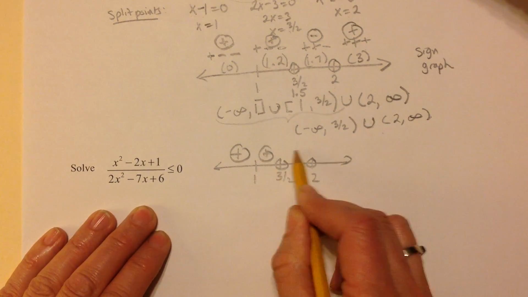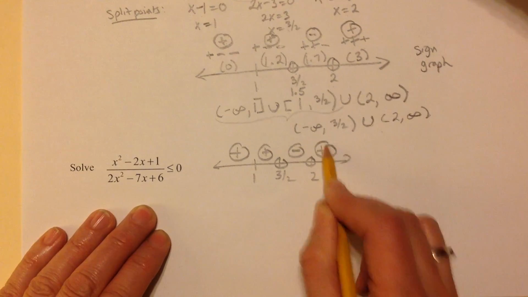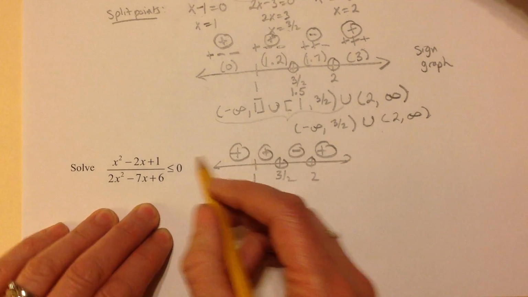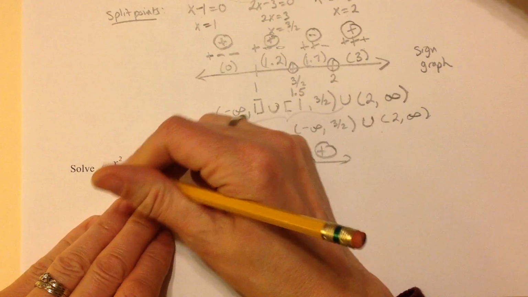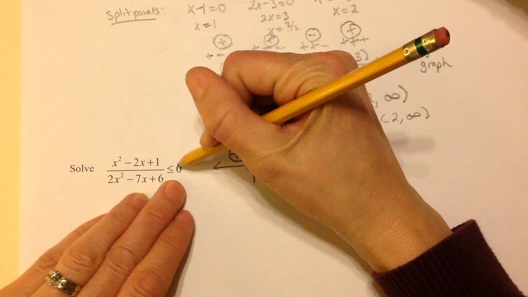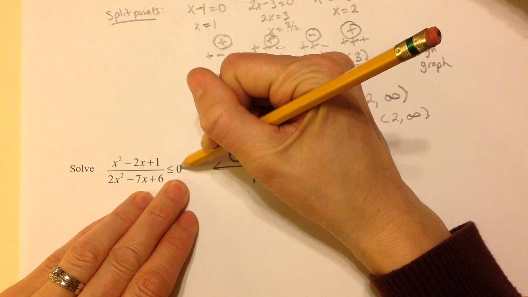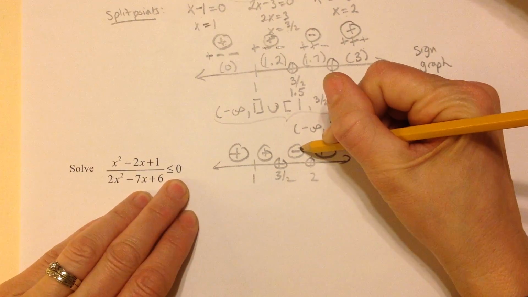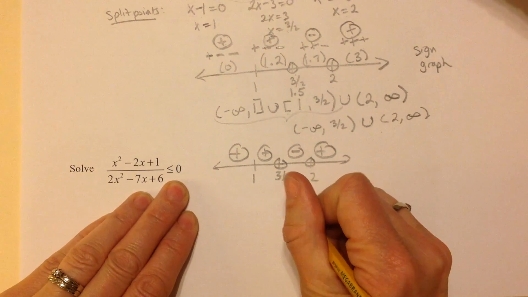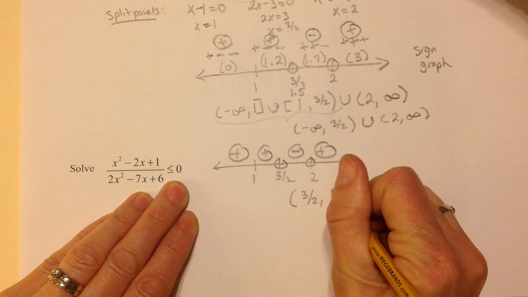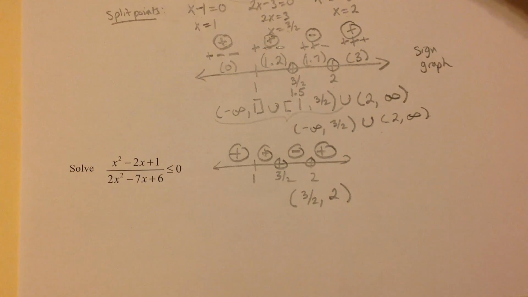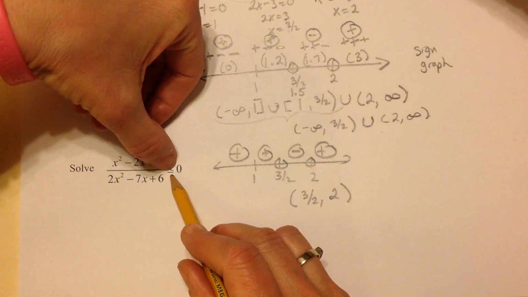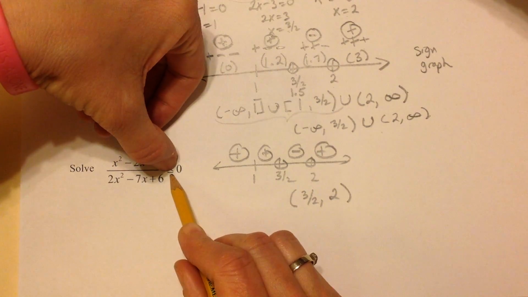Plus, plus, minus, plus. And this time we want, after we plug in, to get things that are less than or equal to 0, which means the negative region. It's right here. So there's only one region. It looks like this should just be parentheses 3/2 to 2 parentheses. But there's a twist. The twist is this includes an equal to.